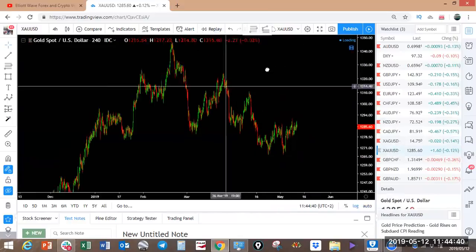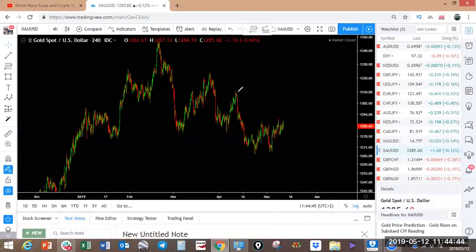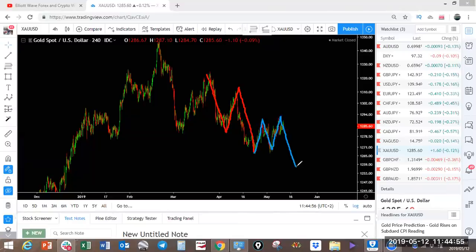The same structure. Okay, so we were looking at a diagonal as well, but the way it's playing out now, it may not be a diagonal because we've got a 3-wave move down here. It looks like this one wants to make a structure like this. One more down. Okay, if that is the case, the diagonal may not play out. But for now, we're looking at 1, 2, 3, 4 here.